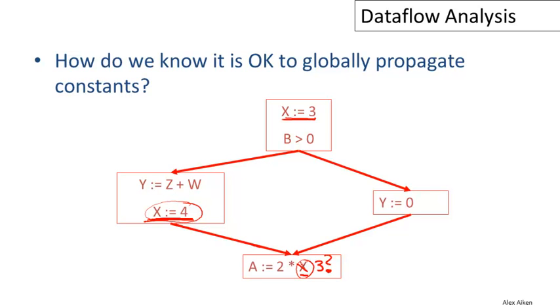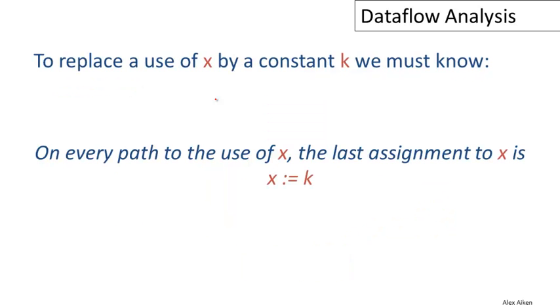And so the question then is, how do we know when it is okay to globally propagate constants? Now, for constant propagation, it turns out there is a simple criterion. To replace a use of x by a constant k, we have to know the following fact: on every path to the use of x, the last assignment to x is equal to k. So on every single path that goes to x, and this makes sense, I think, intuitively, we must have assigned the constant to x along that path, and that must in fact be the last assignment to x on each path.